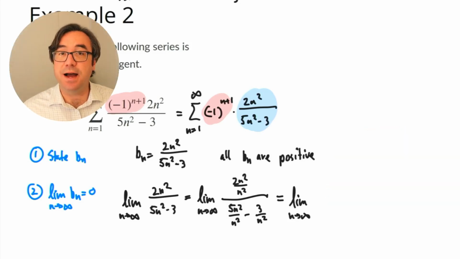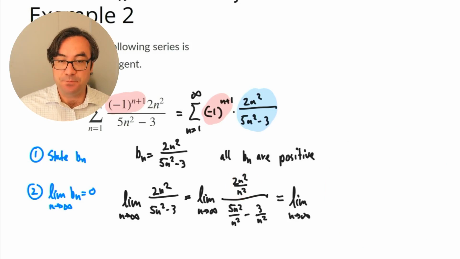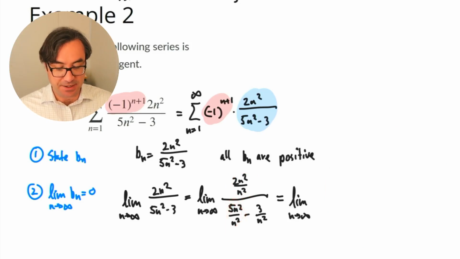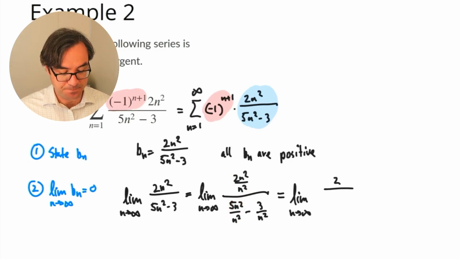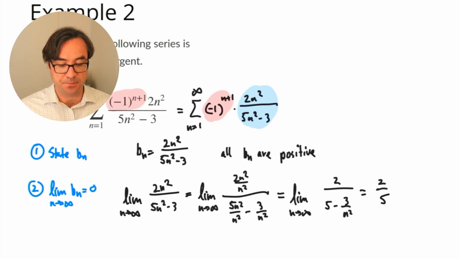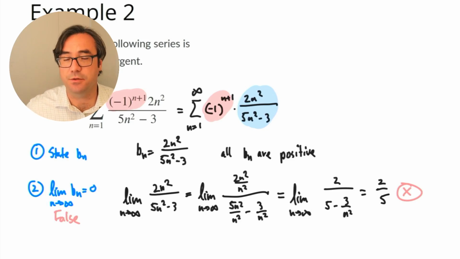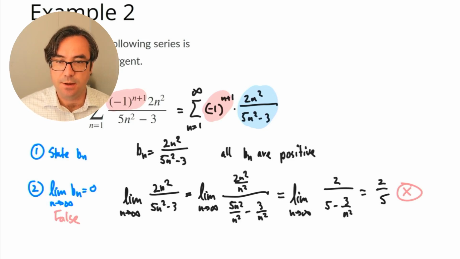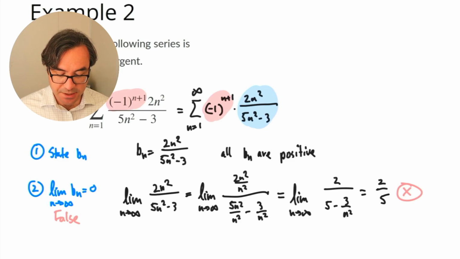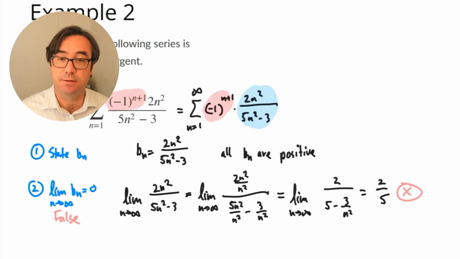If we simplify in the numerator, we're going to get a 2, and then a 5, and then minus 3 over n squared. And this ends up being 2 over 5. So that's no good in terms of our alternating series test. This is false. So we can't go on any further. So the alternating series test doesn't work here.